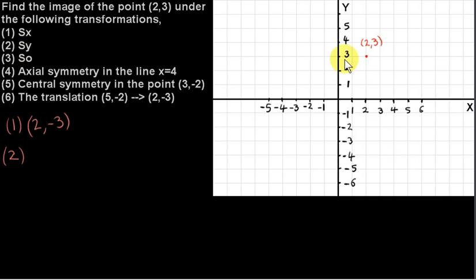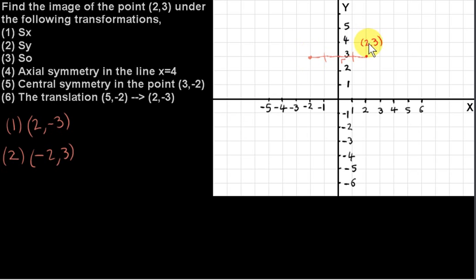Now let's look at the image of 2, 3 under axial symmetry in the y-axis. That's S sub y. So similarly to before, we just map the point through the y-axis. So we go through the y-axis at right angles and go out the same distance on the other side. This point is 2 units to the right of the y-axis, so the image is 2 units to the left of the y-axis. You can see that the coordinates of the image are minus 2, 3.